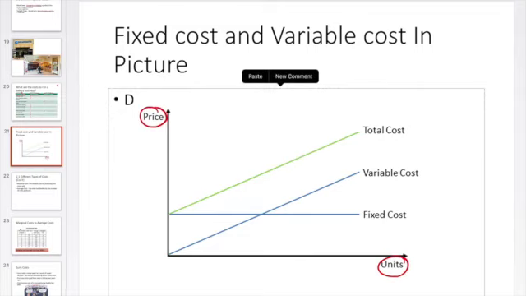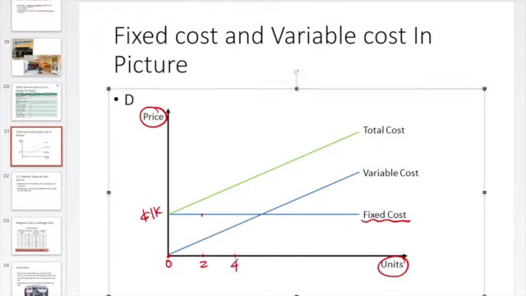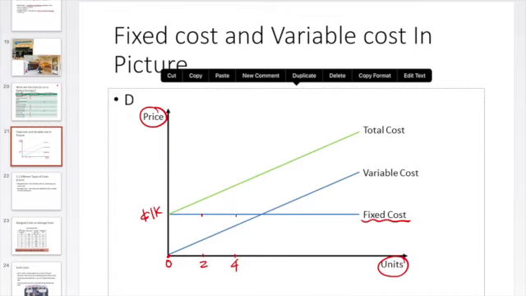The fixed cost is something that doesn't change no matter how many units you make. So if you make 0 products, the fixed cost is still there. Maybe it's 1K. And then if you make 2 products, it's still 1K, right? Because it's a flat line. And then if you make 4 products, it's still 1K. So that means this fixed cost doesn't change along with the number of units.